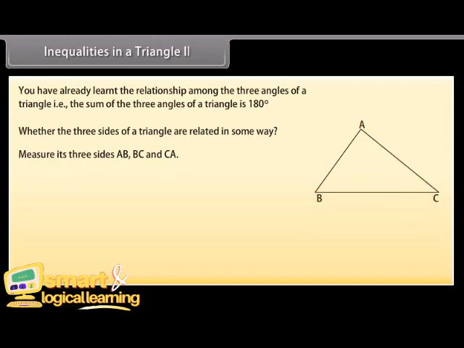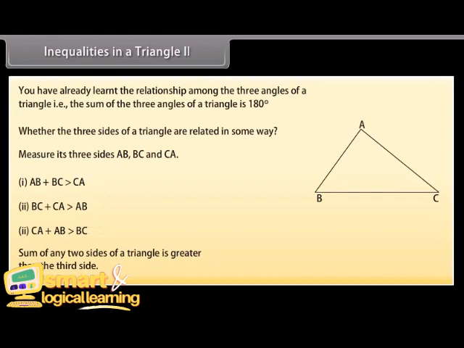We observe that 1. AB plus BC is greater than CA. 2. BC plus CA is greater than AB. And 3. CA plus AB is greater than BC. Thus, we conclude that the sum of any two sides of a triangle is greater than the third side.